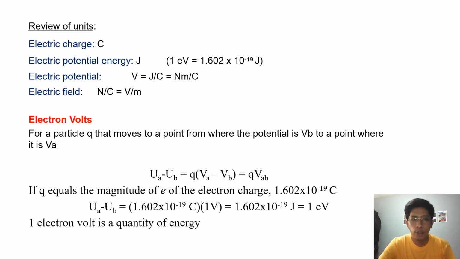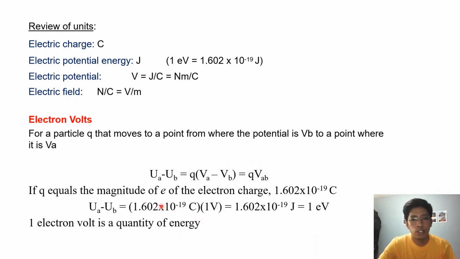Let's review some of the units. Your electric charge is given in coulombs, C. Your electric potential energy is in joules, and then your electric potential is in volts, and your electric field is in newtons per coulomb or in volts per meter. For a particle that moves to a point where the potential is VB from a point where the potential is VA, your UA minus your UB, your work done, is equal to your Q times VA minus VB, or your Q times your voltage, Q VAB.